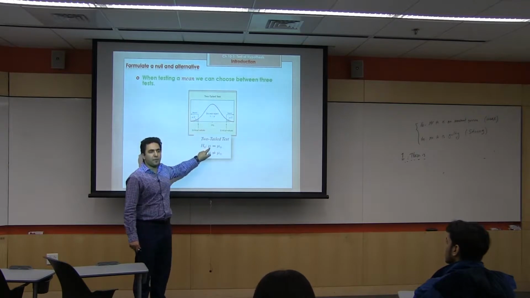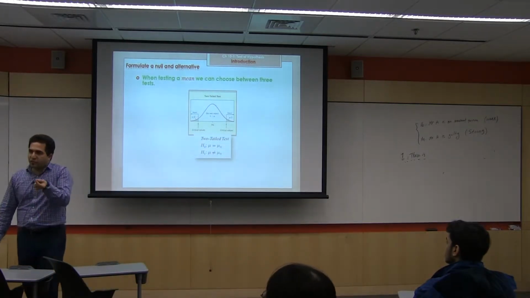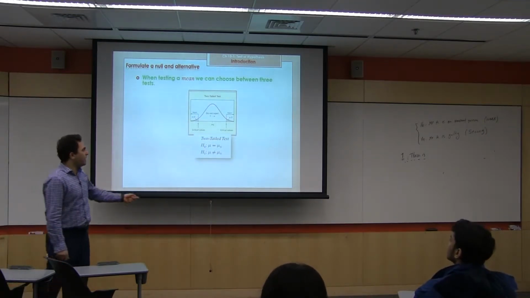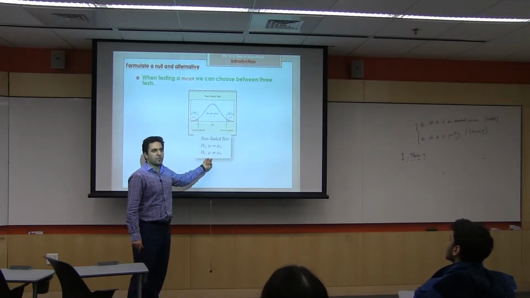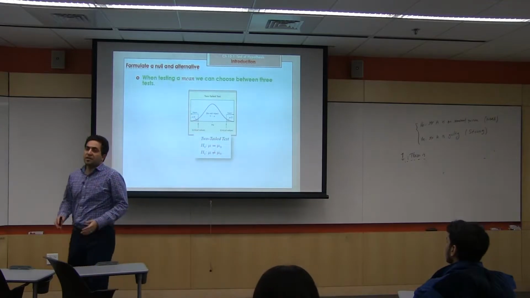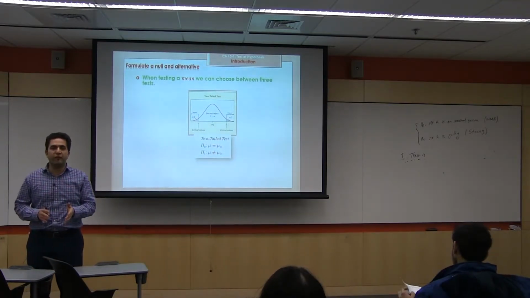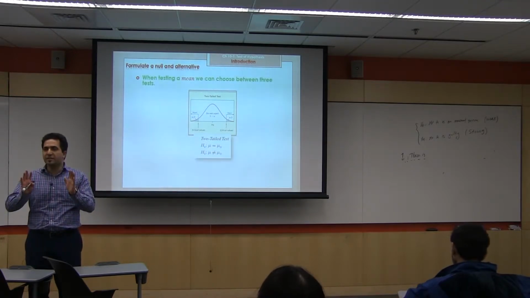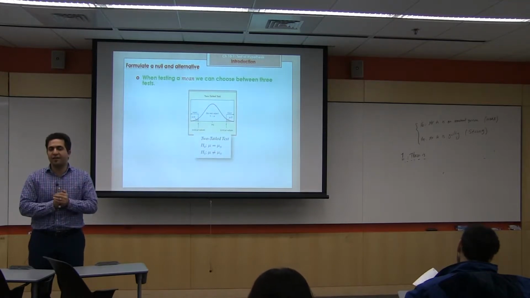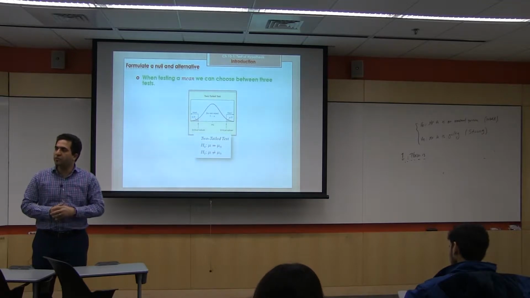So mu is the actual parameter. Mu naught or mu 0 is the specific value that you're testing. So this is a two-tailed test. Why? Because I'm not interested in the upper bound or lower bound. I'm not saying whether mu is less than 25 or more than 25. I'm just saying whether mu is equal or not equal to 25. Therefore, I have a two-tailed test.